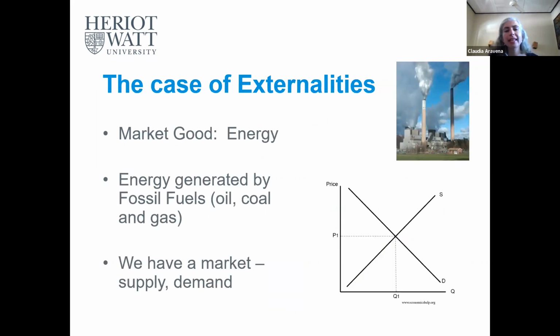So let's see, for example, the case of externalities, and this is a very typical example. Let's assume a market good, which is energy. We have energy generated by fossil fuels, let's say oil, coal, and gas. We have a supply for this oil, coal, and gas, and then you have a demand for that: demand for cooling, for heating, demand for petrol. And we have our price and quantity.